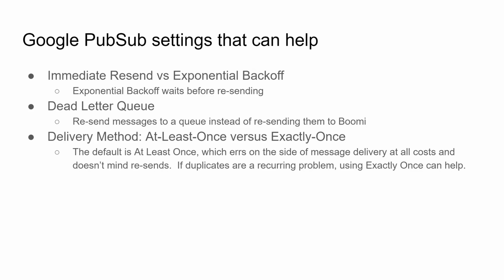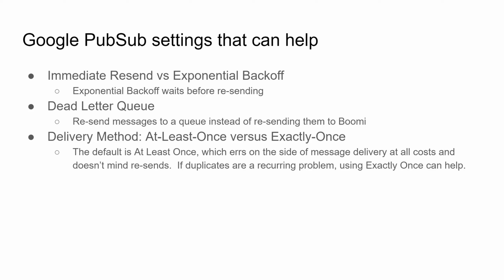There are a couple of other Google PubSub settings that can help. These are all outside of Boomi. These are more PubSub side things. So, immediate resend versus exponential backoff. This is, does Google PubSub immediately send a duplicate when it feels it needs to, or does it wait before doing so? And sometimes that wait can be beneficial.